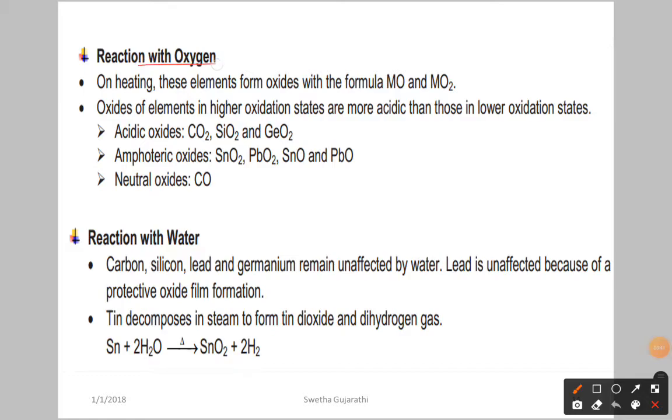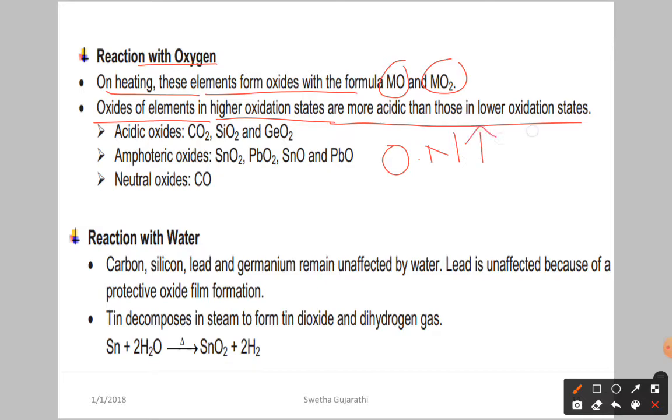Next, reaction with oxygen. On heating, these elements form oxides with the formulas MO and MO2, both monoxides and dioxides. Oxides of elements in a higher oxidation state are more acidic than those in a lower oxidation state. Simply, as the oxidation number increases, the acidic nature increases. So the higher the oxidation number, the more acidic the oxide.